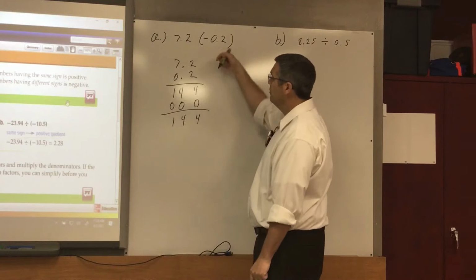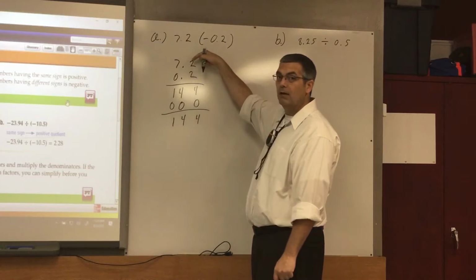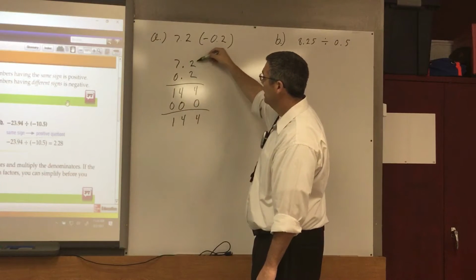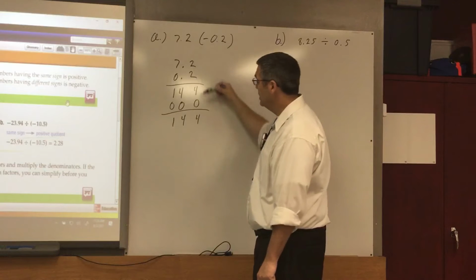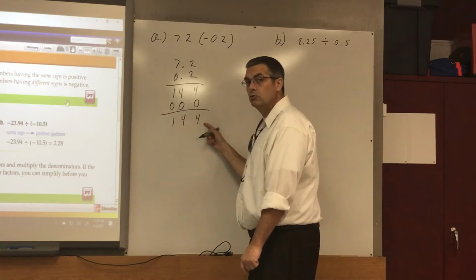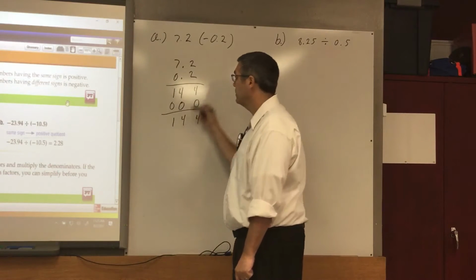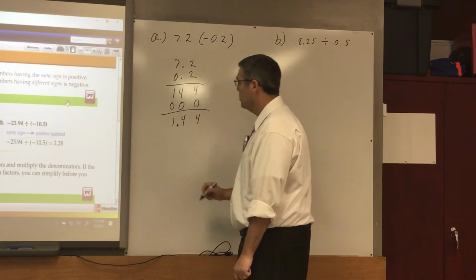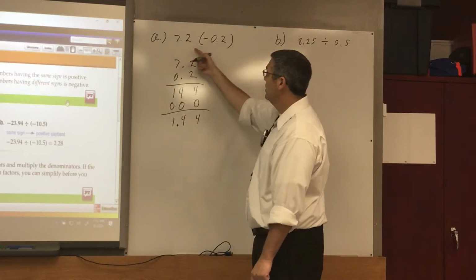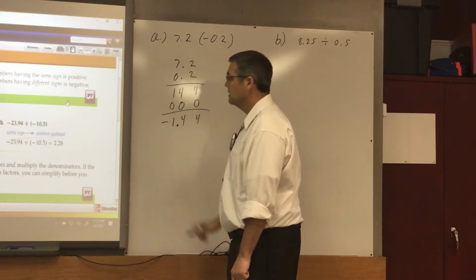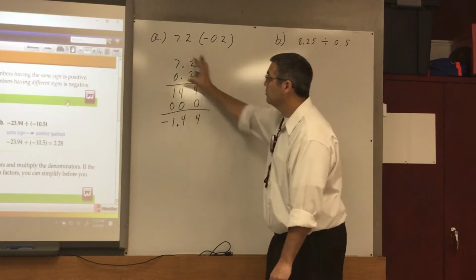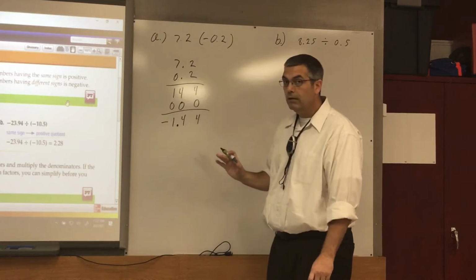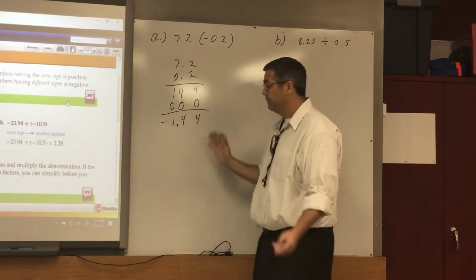Okay, so now I'm going to count how many numbers are behind the decimal. Well, I've got 1 here, and I've got 1 here. So I'm going to move the decimal in my final answer down here 2 spaces to the left because there are 2 numbers behind it. So 1, 2. Right there is where that decimal goes. And because this number was negative and this was positive, my answer is negative. So that's what that looks like. Be aware that when you plug it in your calculator, that's what your calculator is doing for you.